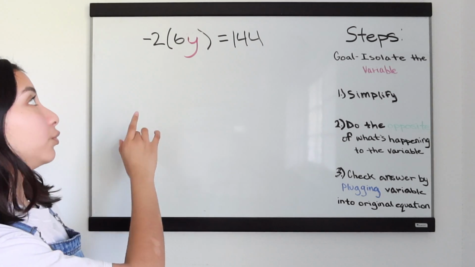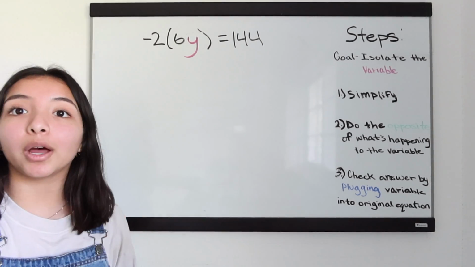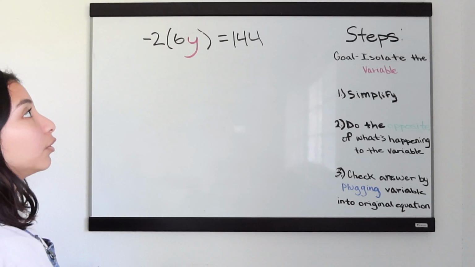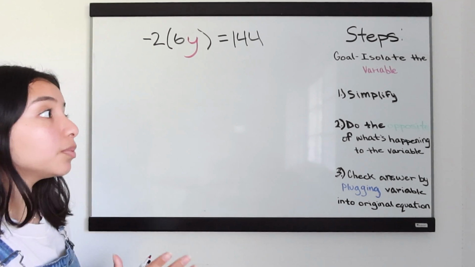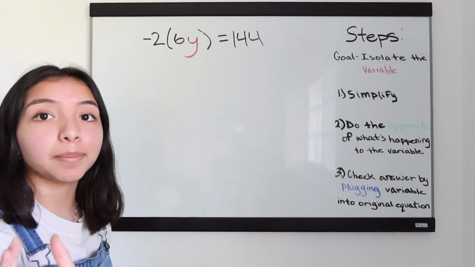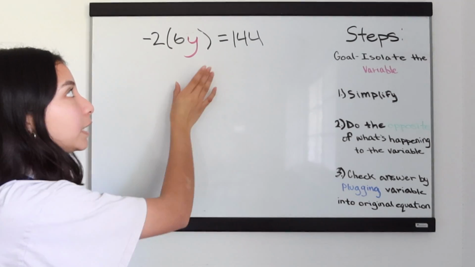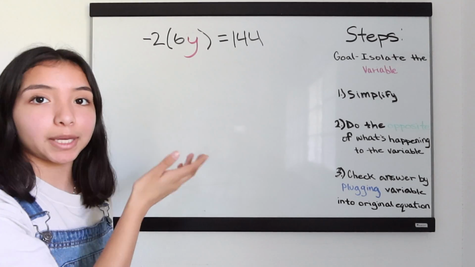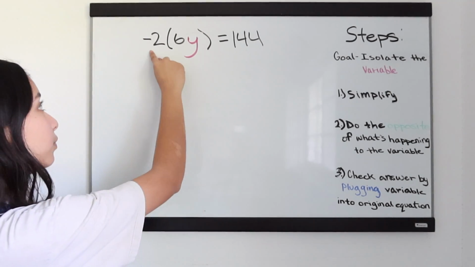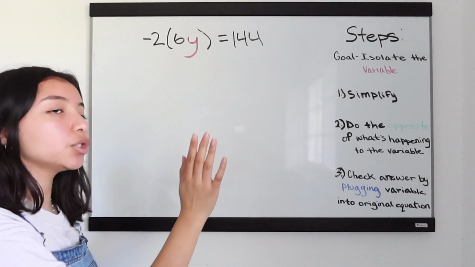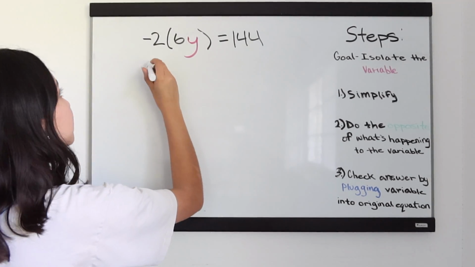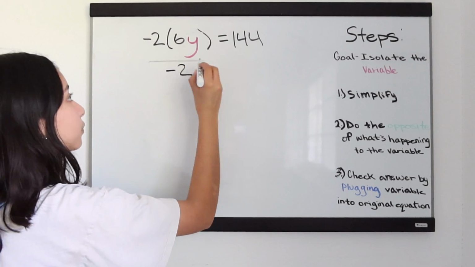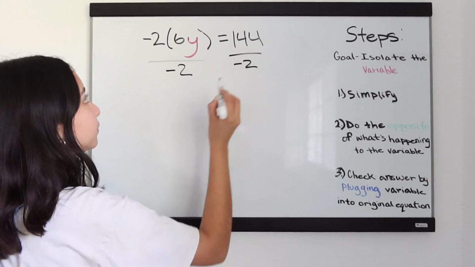Next problem. The next problem is negative 2 times 6y is equal to 144. Now the variable here is the y. We want to isolate the y. So the first step is to simplify. And in this problem, you actually can simplify. You can distribute this negative 2 into the equation. But we'll just take the easy route and simply divide negative 2 on both sides of the equation.